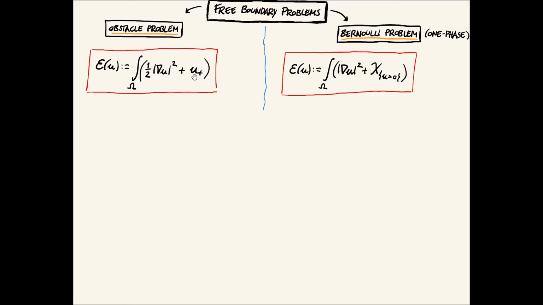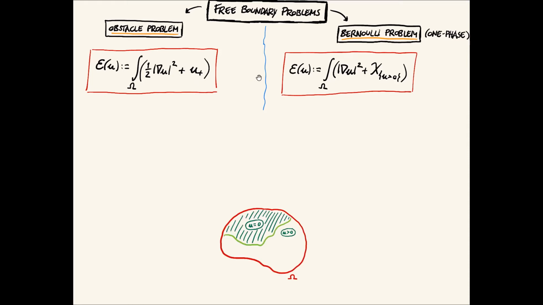So this is the positive part of u, and this is the obstacle problem, while the Bernoulli problem is even more singular in a sense. The functional is actually discontinuous. So this has a discontinuous derivative, but this is a characteristic function, so this is discontinuous itself. And this is the energy functional that we minimize in the Bernoulli problem. Basically, you measure the set in which u is positive and you penalize it. You pay for the area of the region in which u is positive here, while here it's the positive part of u.